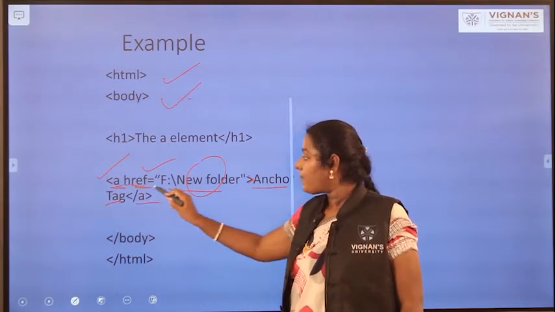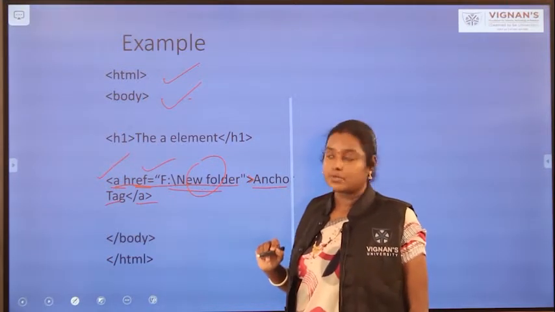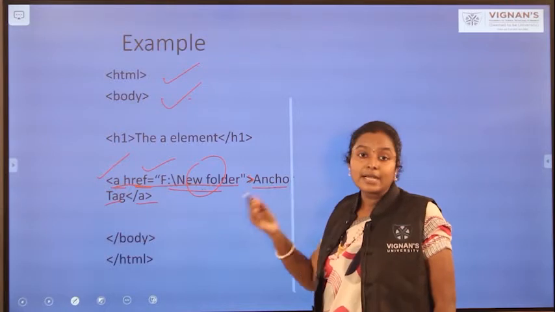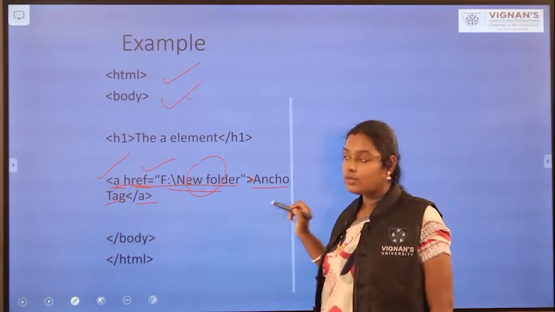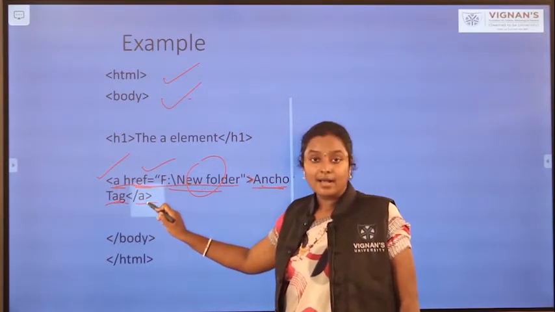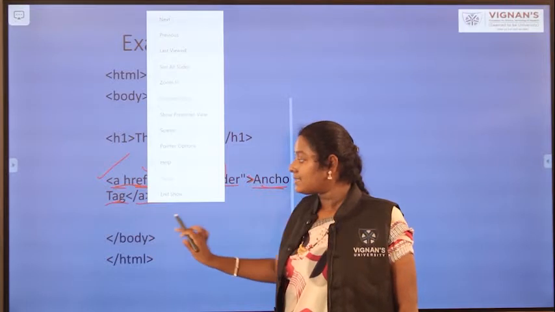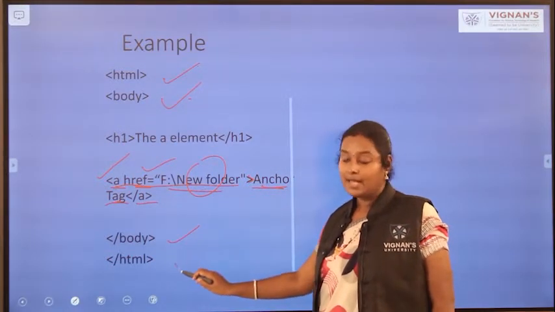So this is the opening tag. Within the opening tag, you will have the attributes. And after that, the content to which you are applying the tag will be written inside the opening and the closing tags. After writing the content, you have to close the corresponding tag, here that is the anchor tag. And after that, close the body and close the HTML.